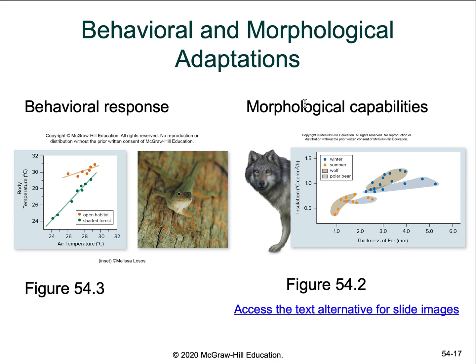Morphological is what we said, the way that they look. So for this guy, he can have a thick fur coat, he can have small ears, and that's how he is able to adapt to whatever is thrown at him. For him, I guess he's in a really cold environment. And actually, this tells you that his fur is influenced by whether it's winter or summer.